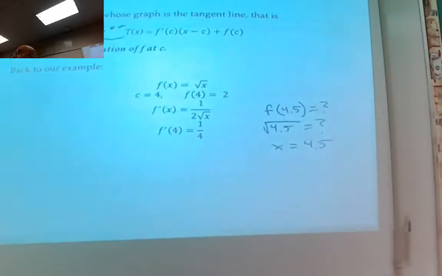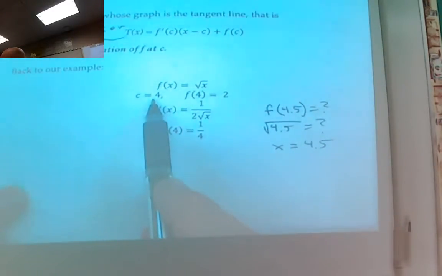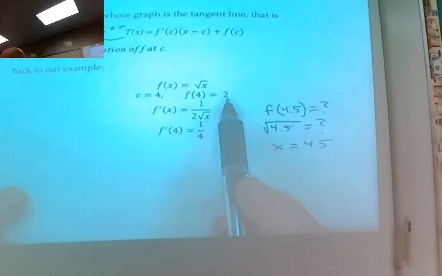Another c I could have taken was 9, correct? Why could I have chosen 9? Because I can take the square root of 9 in my head. It's 3, correct? But 9 is a lot further away than 4 is from 4.5. Would you agree? Do you understand my logic there? So the first thing I did is I figured out my c. In my head I figured what f of 4 was.